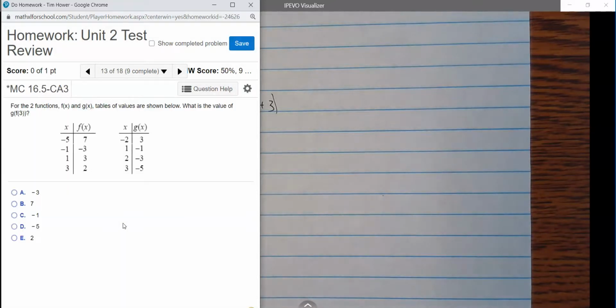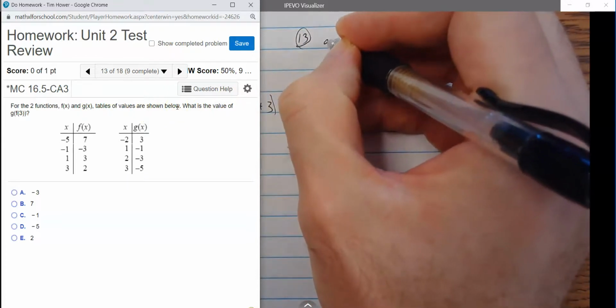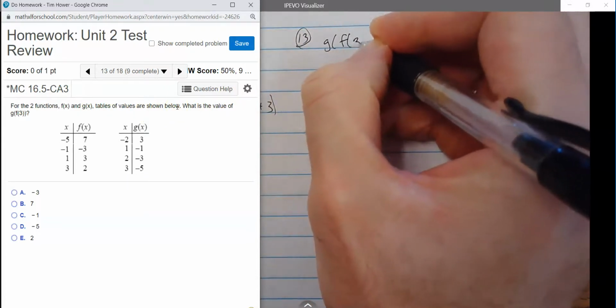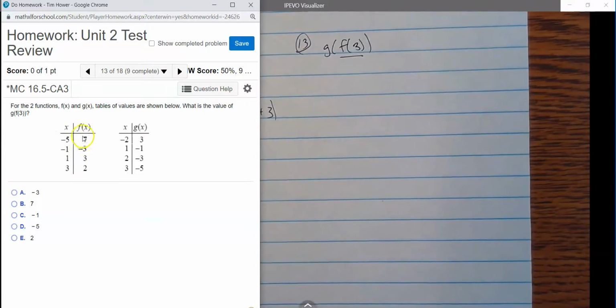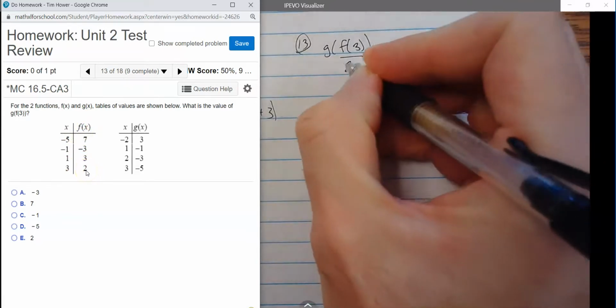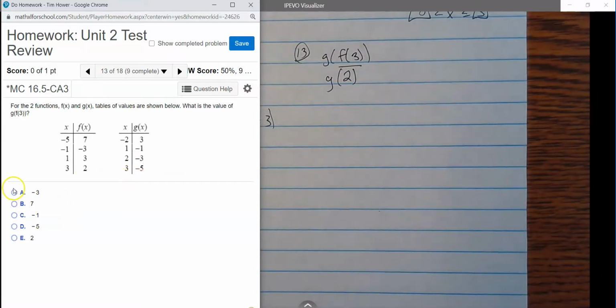Let's see here. The functions. So what is the value of, let me write this down, g of f of 3. Well, let's find out what f of 3 is first. So I'm going to go to the first table here. When I plug in 3, I get 2. So f of 3 equals 2. Now let's go to the g table and plug 2 in. So I plug 2 in, I get negative 3.